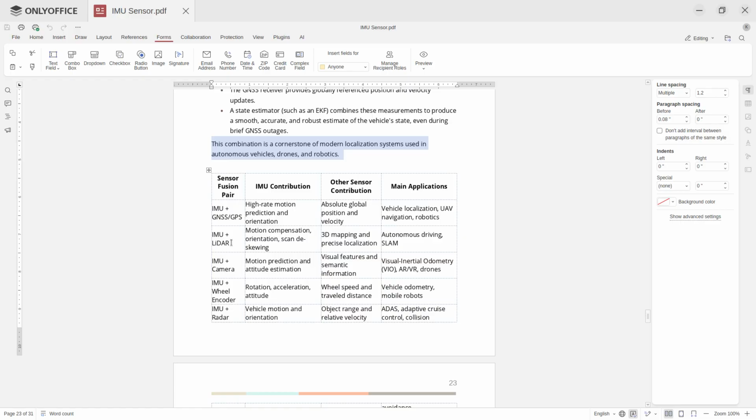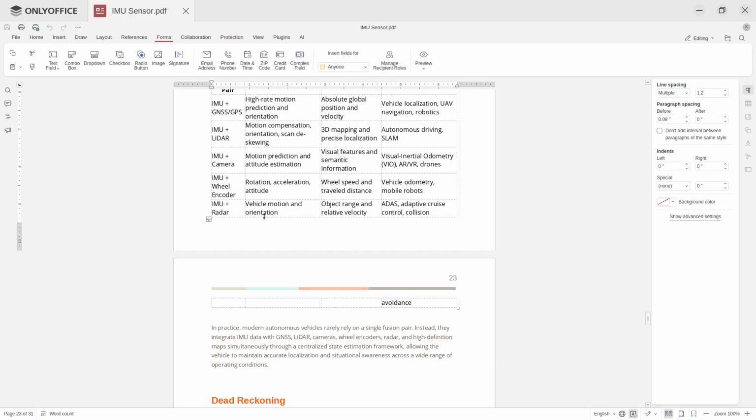Then IMU plus LiDAR: the IMU gives motion compensation, orientation, and scan deskewing; this enables 3D mapping and precise localization. The main applications are autonomous driving and SLAM. IMU plus camera: motion prediction and altitude estimation; the other sensor gives visual features and semantic information. This is visual inertial odometry, VIO, used in AR/VR and drones. IMU plus wheel encoder: rotation, acceleration, and altitude, with wheel speed and travel distance; this is vehicle odometry for mobile robots. And last, IMU plus radar: vehicle motion and orientation, with object range and relative velocity.